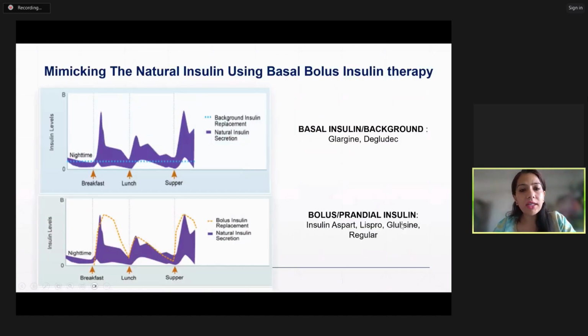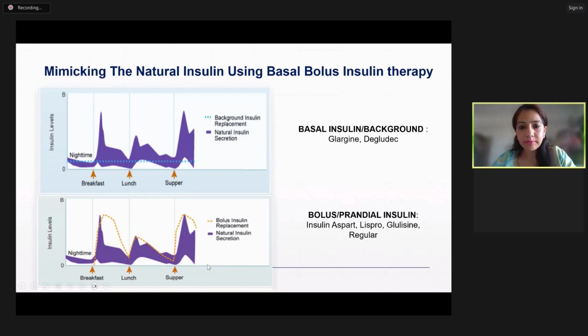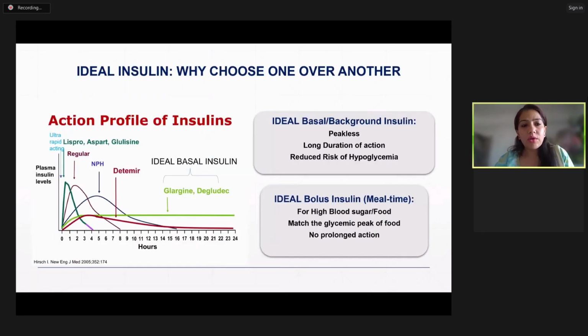And when we are starting insulin in a person who has type 1 diabetes, we try to mimic this natural insulin in the body. So we go by this basal insulin that we talked about, or the background insulin that is ongoing, and we give what is called the basal insulin. And then for the meal times or for the high blood glucoses, we replace it with the bolus insulin or the prandial insulin.